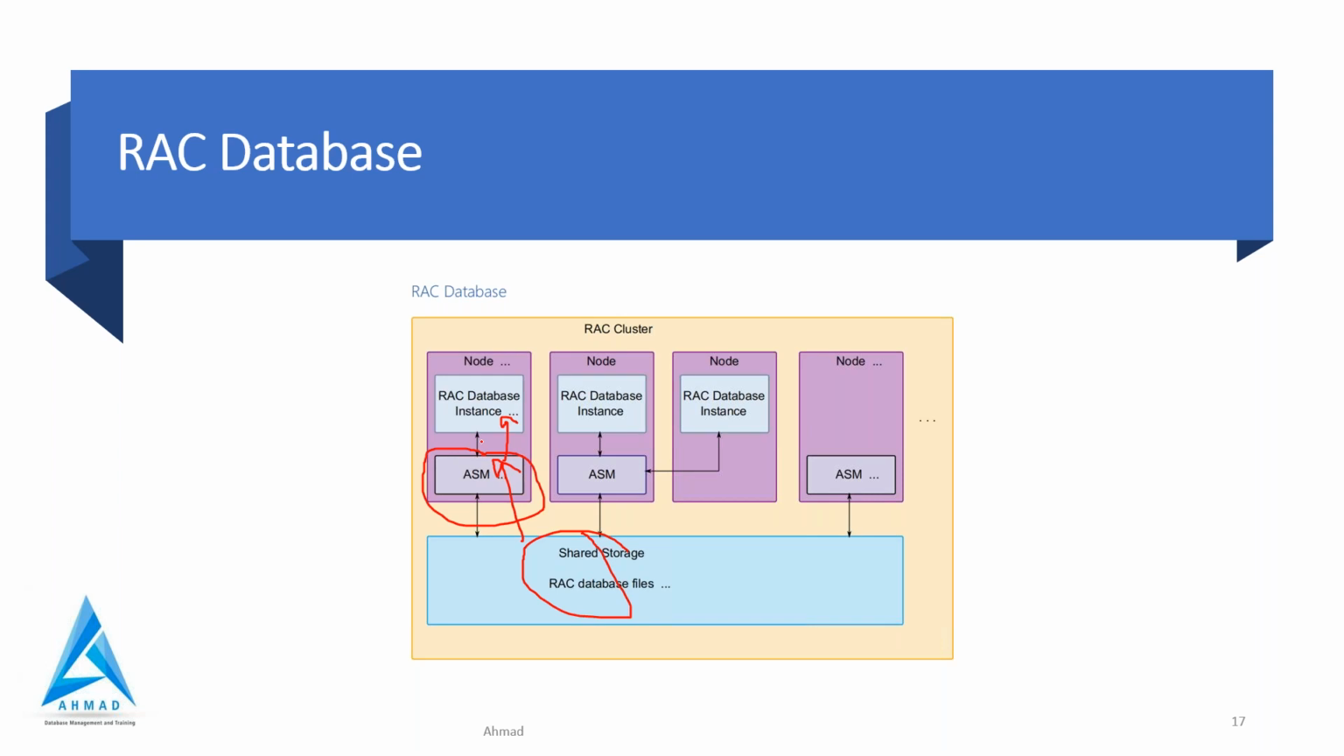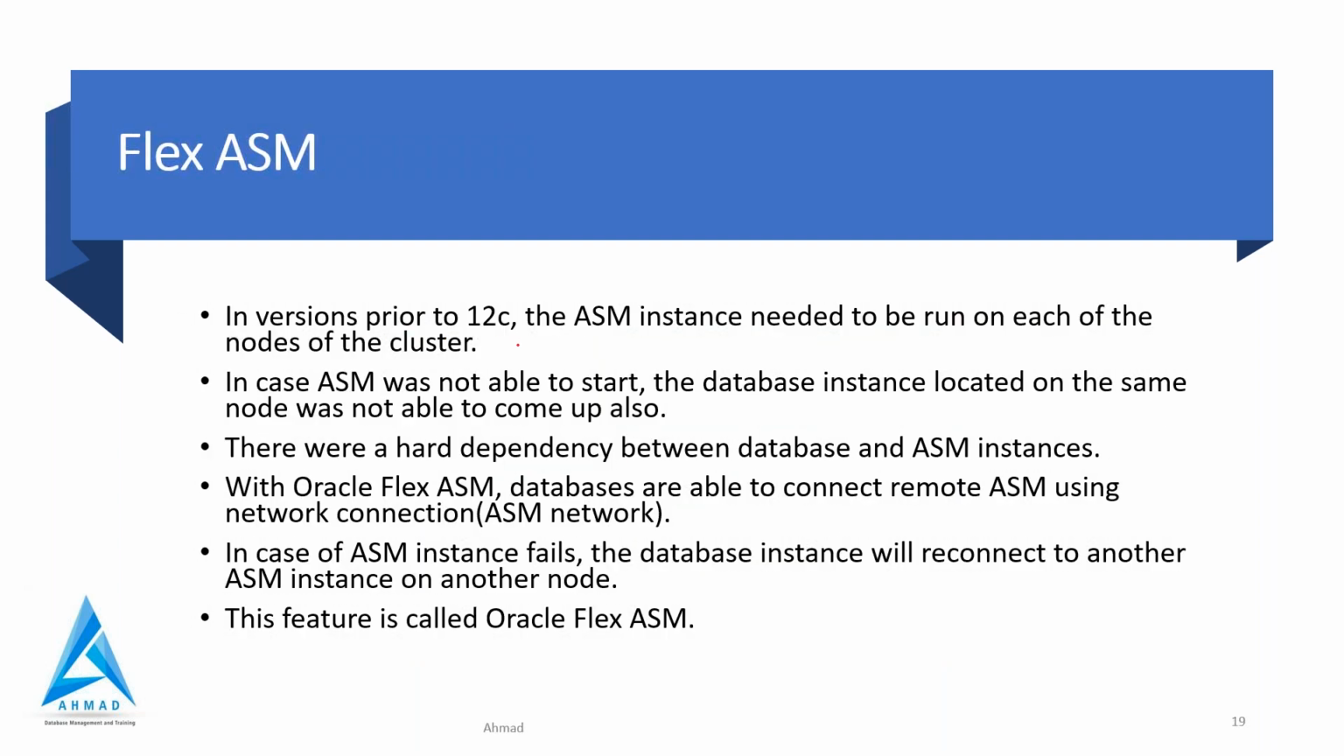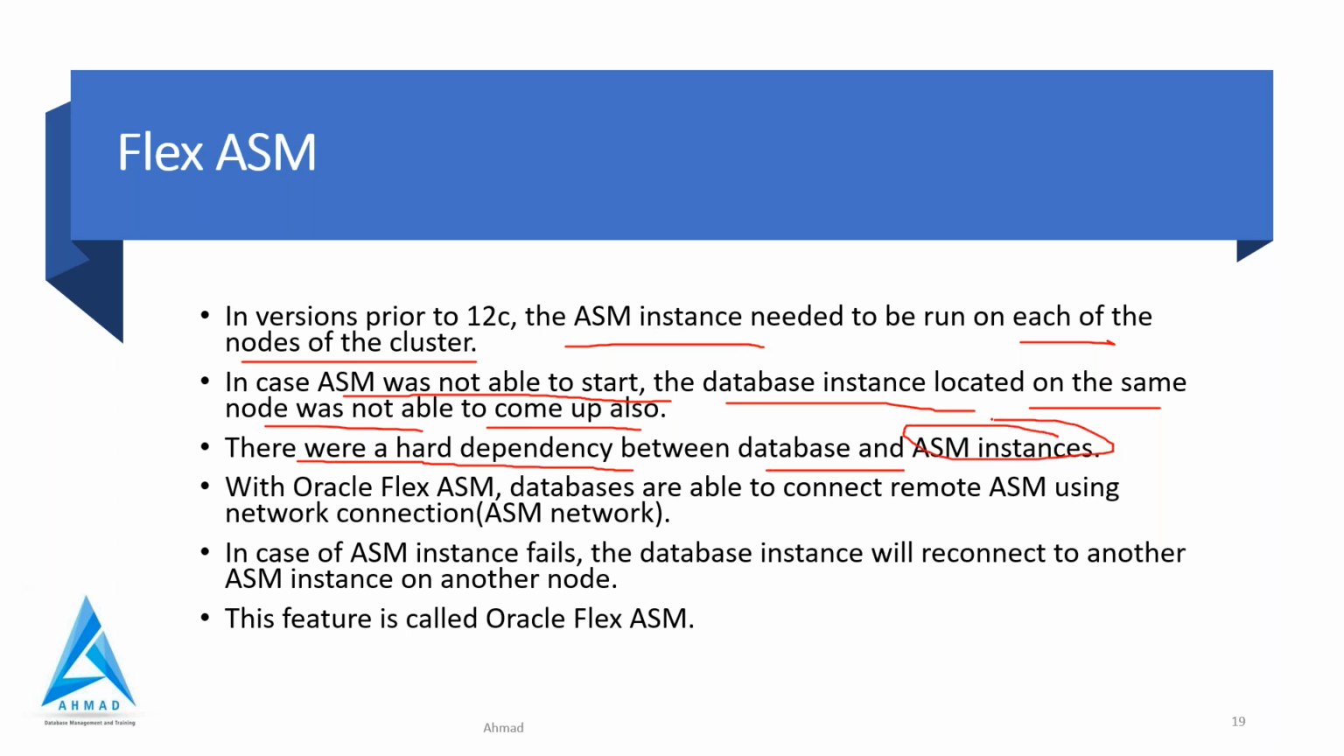Basically from Oracle 19c, there is only one configuration option available, that is Flex ASM. That is the important point. And what is Flex ASM? In versions prior to 12c, the ASM instance needed to run on each node of the cluster. In case ASM was not able to start, the database instance located on the same node was not able to come up. So there was a hard dependency between the database and the ASM instance.